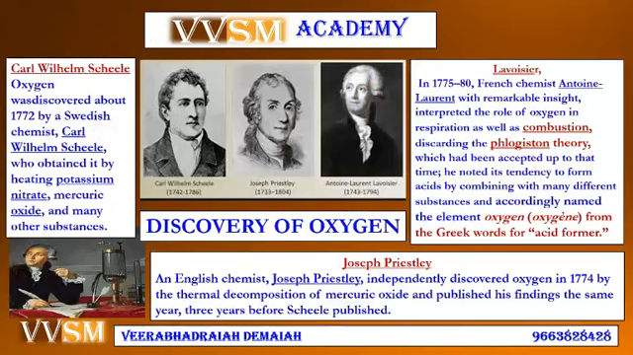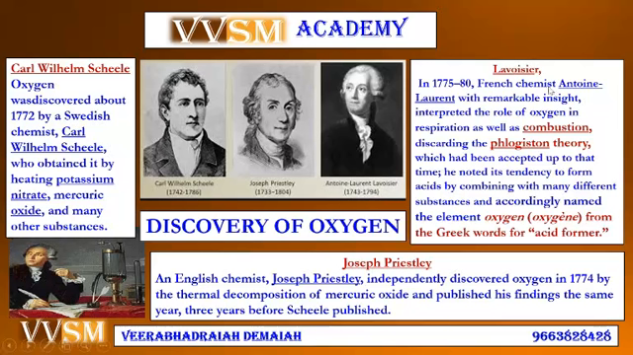Now I would like to give some theoretical knowledge about Carl Wilhelm Scheele. Oxygen was discovered about 1772 by the Swedish chemist Carl Wilhelm Scheele, who obtained it by heating potassium nitrate, mercuric oxide and many other substances. This is the person.